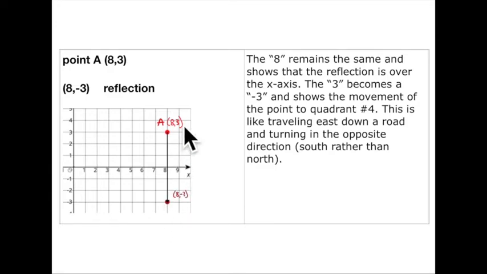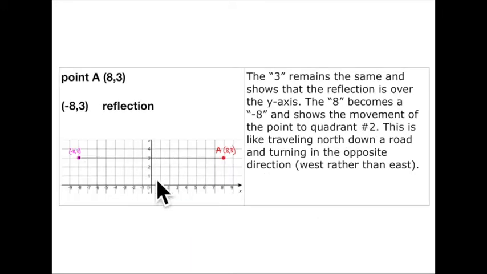So if you want to reflect point A to the 4th quadrant, so this is the 4th quadrant, this is the 1st quadrant, the 2nd quadrant's over here, 3rd quadrant. So you count in counterclockwise directions. This is 1, 2, 3, 4. So if you want to reflect over the x-axis, the x value remains the same. The y value switches signs. So you're just taking a turn in the opposite direction.